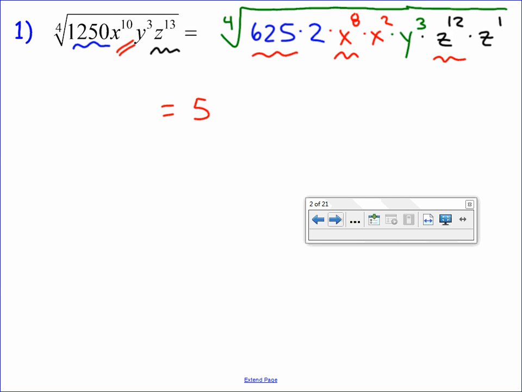What's the fourth root of x to the 8th? Katie? X to the 2nd, thank you. What's the fourth root of z to the 12th? Get ready. Adam? Z cubed, good job. Still have a fourth root, and inside that fourth root we have 2x squared y cubed z all inside, close radical.